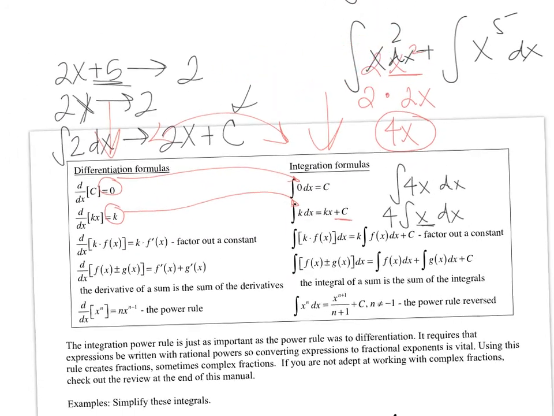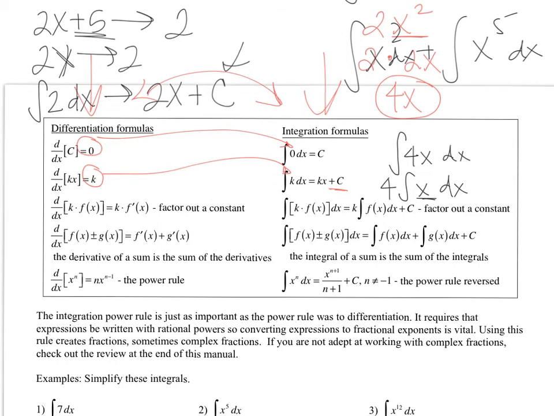And last but not least, the super important power rule, which is the meat and potatoes. In deriving our power rule, when we took the derivative of x to the n, it was n x to the n minus 1. When you're integrating, it's x to the n plus 1 over n plus 1. x to the n plus 1 over n plus 1 plus c.